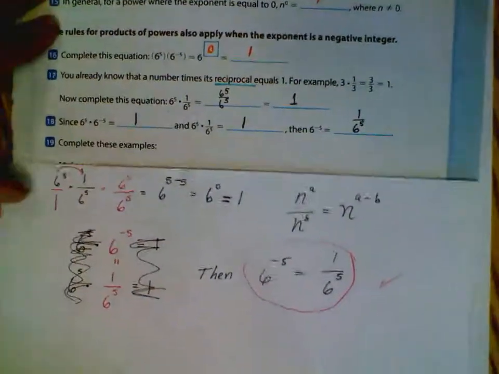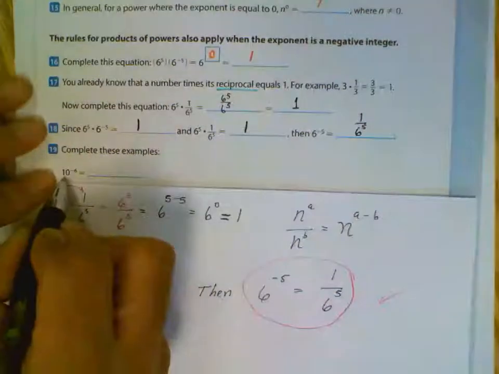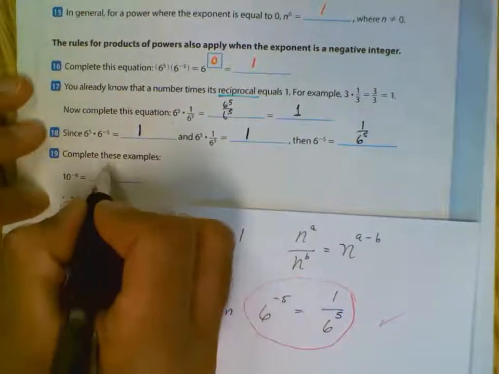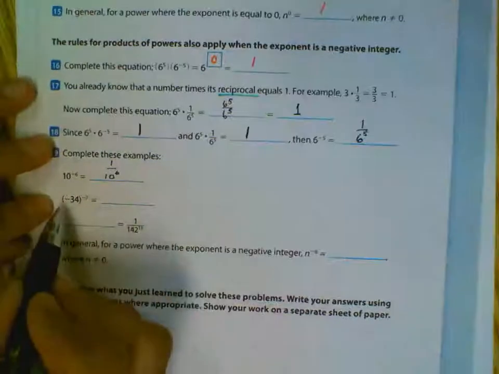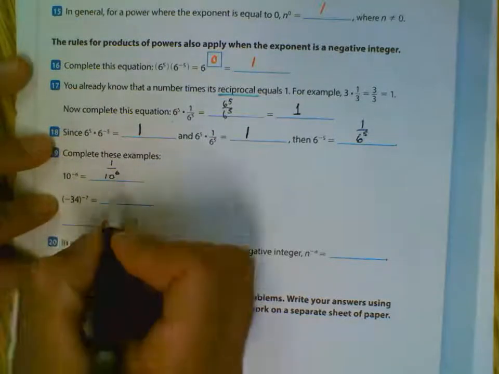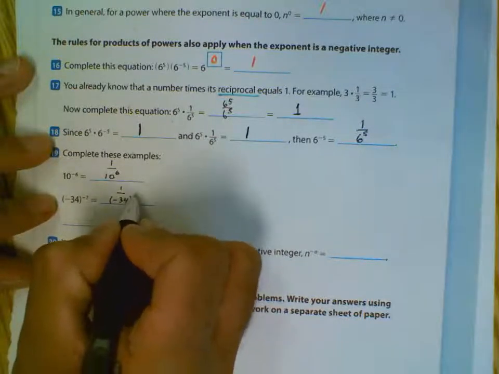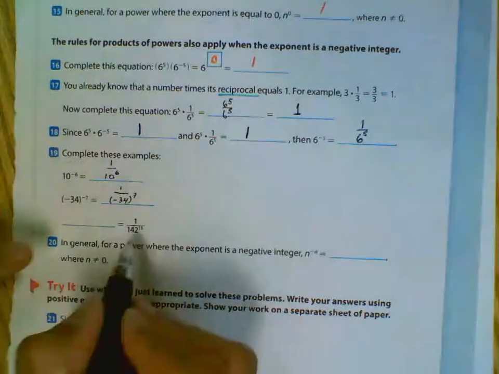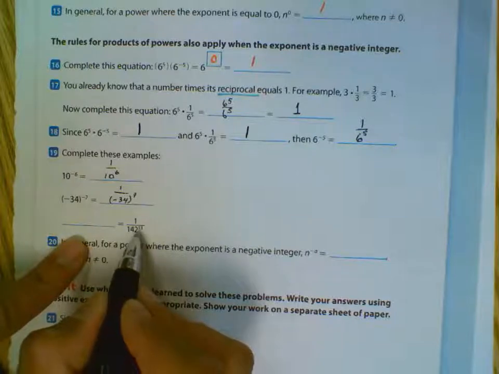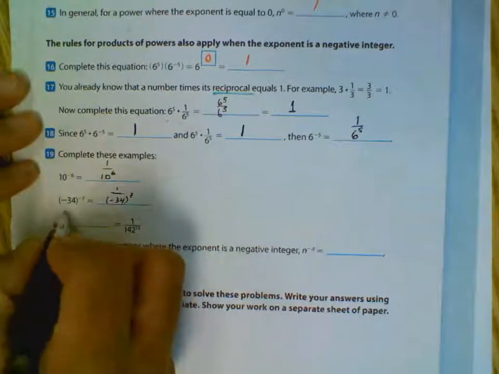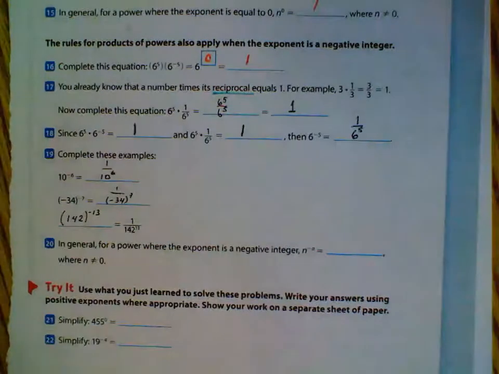So now, if we complete the examples, number 19, in this case, 10 to the negative 6 is equal to 1 over 10 to the 6. Then we have negative 34 to the negative 7 is equal to 1 over negative 34 to the 7. And then we have the last one, 1 over 142 to the 13. That means on the left side, you have 142 to the negative 13 power.